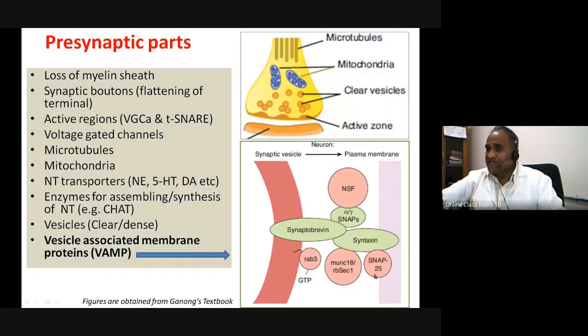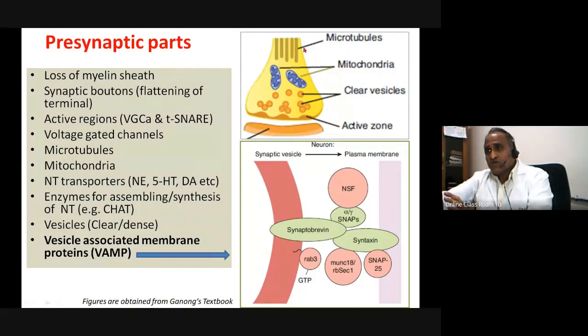The syntaxin and SNAP25, especially syntaxin, is known as a T-snare protein. So now, in addition, this presynaptic terminal will have a large density of voltage-gated calcium channels, because calcium is very important for the activation of these vesicles. Then to bring the energy, you require a large number of mitochondria. That's one of the components.